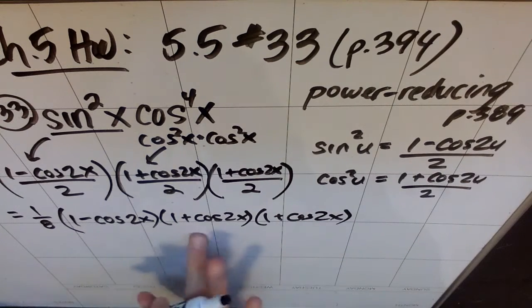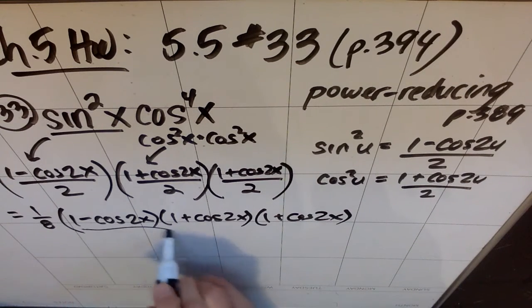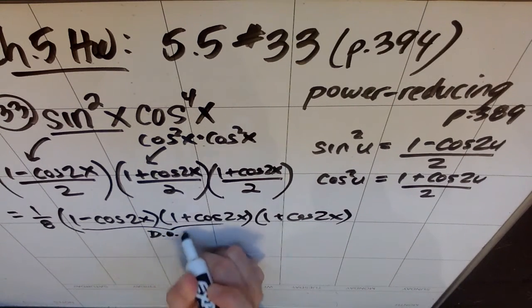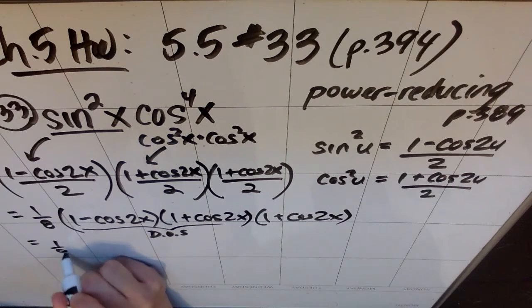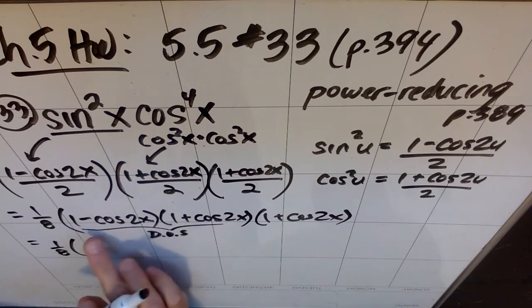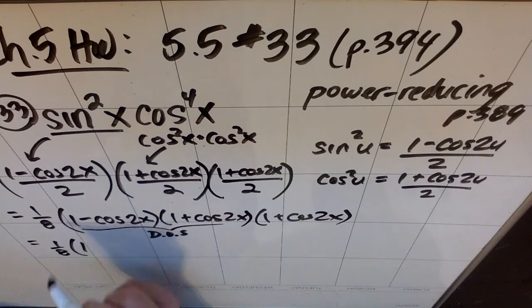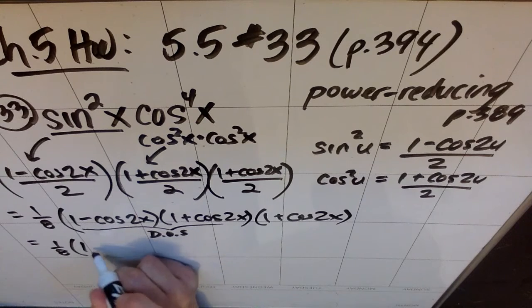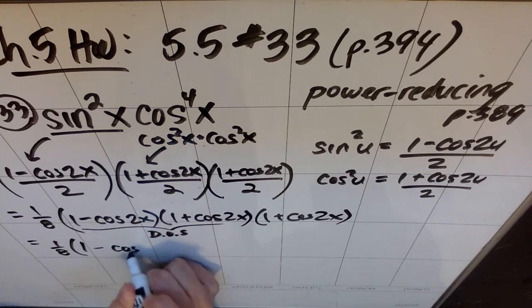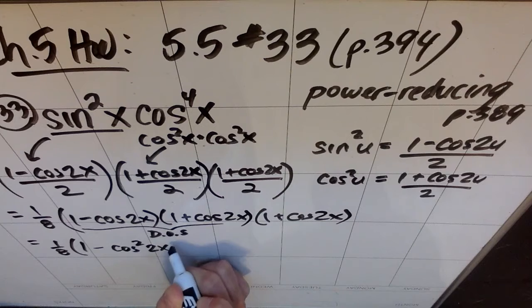Now, I'm going to FOIL these 2 first, and the reason I'm going to do that is that these guys are actually a difference of squares, which is super nice and convenient, so why not, right? So I'm going to keep this 1/8 out in front. And when I FOIL these, I get first, which is going to be a 1. Outer and inner will cancel, which is the nice thing about a difference of squares. And then my last term will end up being minus a cosine squared of 2x, right?